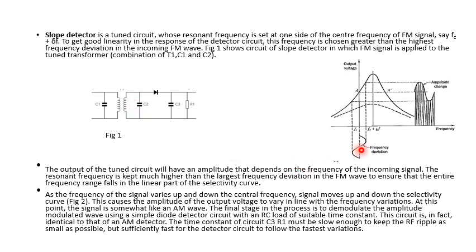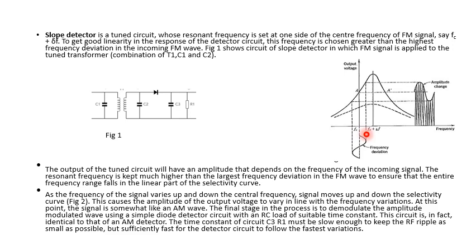In figure number 2, the selectivity curve of the secondary tuned circuit is shown. This is the selectivity curve of the secondary tuned circuit. And from this figure, we can see that the resonant frequency is kept at Fc plus delta F. This is the resonant frequency of the secondary coil.